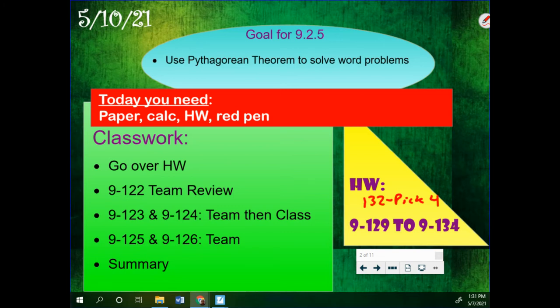Again, I don't know when you're watching this, but this work is due by Monday at midnight, so please make sure you get all your work done by Monday at midnight.